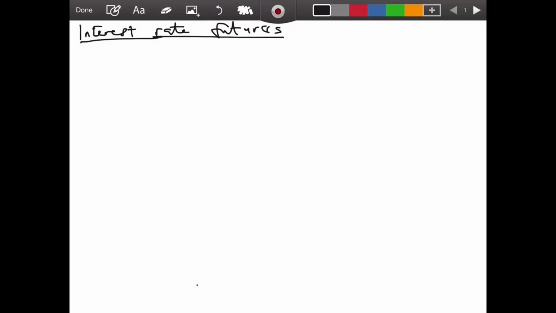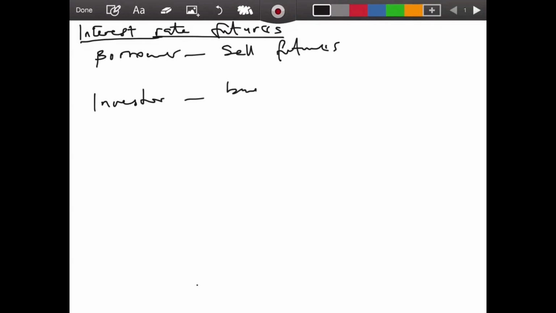So we have the borrower, and we also have the investor. The borrower will always sell futures, while the investor will always buy futures.